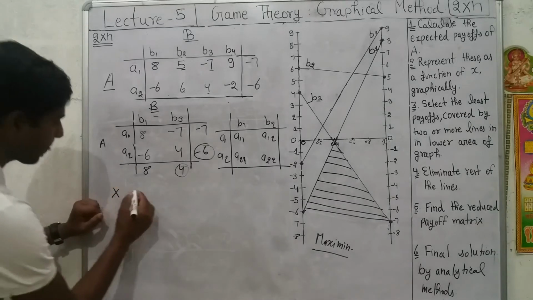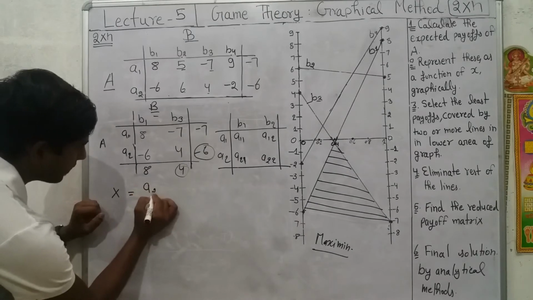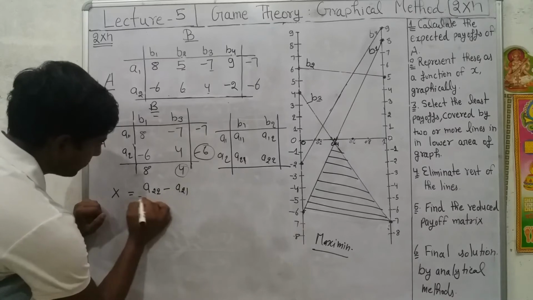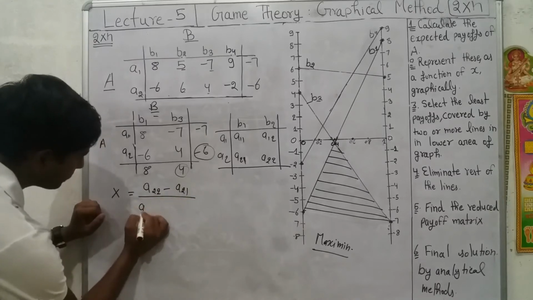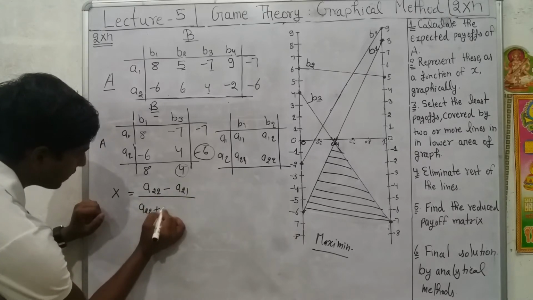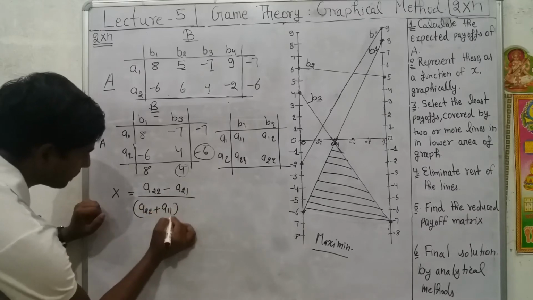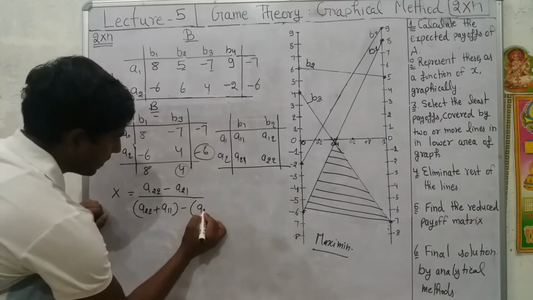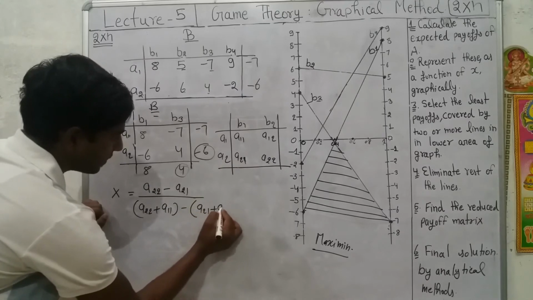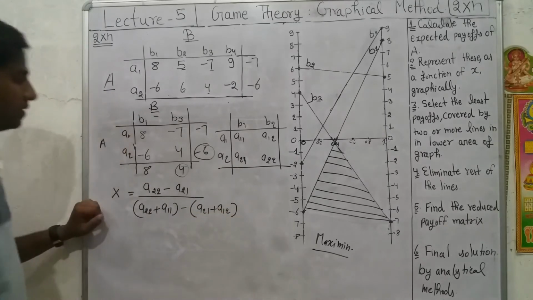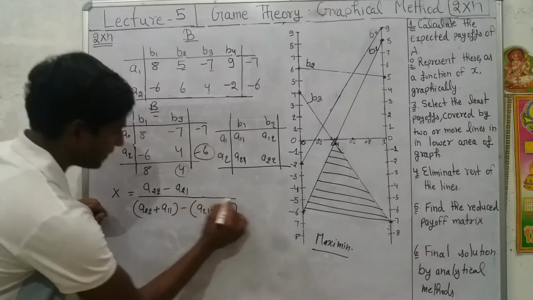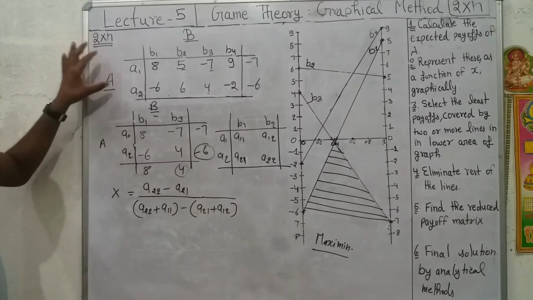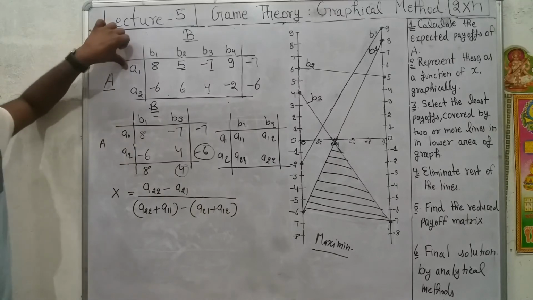It would be A22 minus A21 divided by A22 plus A11 minus A21 plus A12. So it is the basic or direct formula of calculating the value of x. X represents the probability with which company A adopts strategy A1.